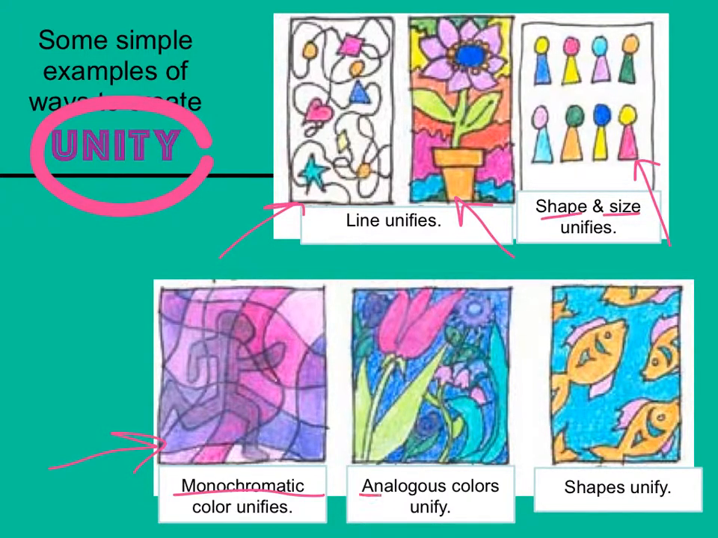Analogous colors, colors that are side by side on the color wheel, also have a unifying influence. And like we just saw in a previous example, repeated shapes will create unity in an artwork.